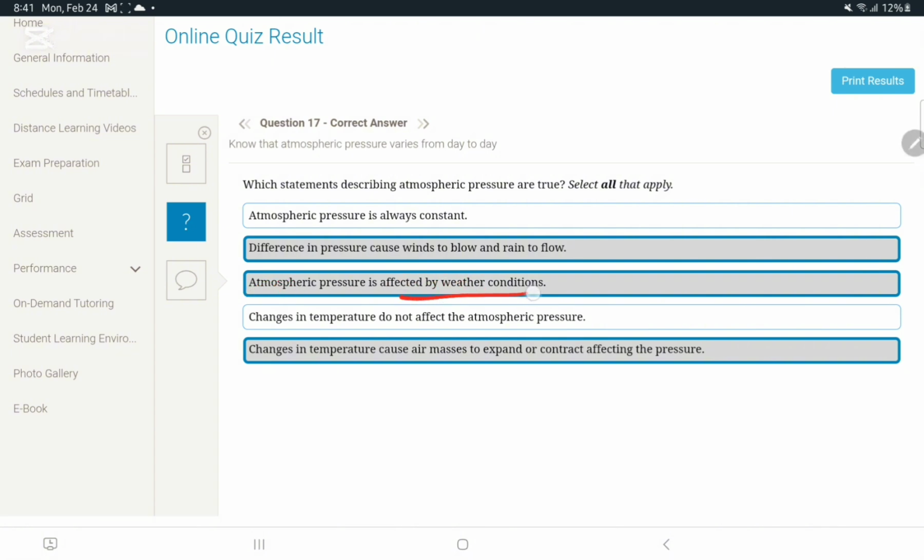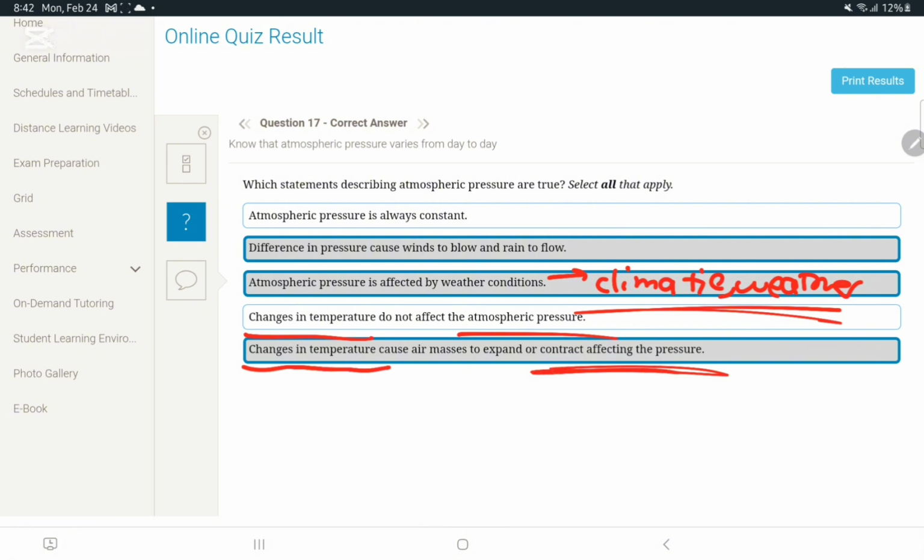Atmospheric pressure is affected by weather conditions, yes, due to climatic factors. These factors can change the atmospheric pressure. Here it's false, because changes in pressure do affect the atmospheric pressure.